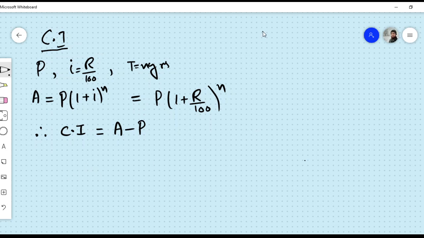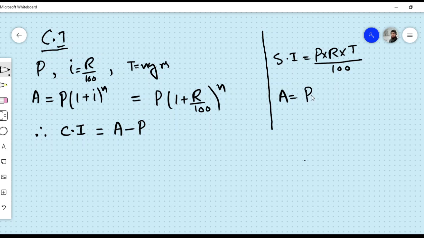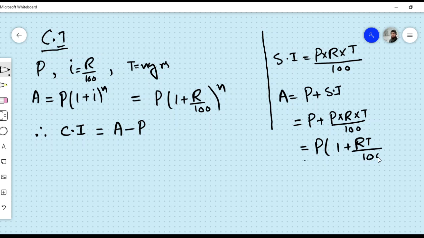And remember, in simple interest, we use the formula P into R into T divided by 100, which is interest after T years. And here in simple interest, accumulated amount is P plus simple interest. We usually denote simple interest by I, that is P plus P into R into T divided by 100. Taking common P, we write this as P into 1 plus RT divided by 100.